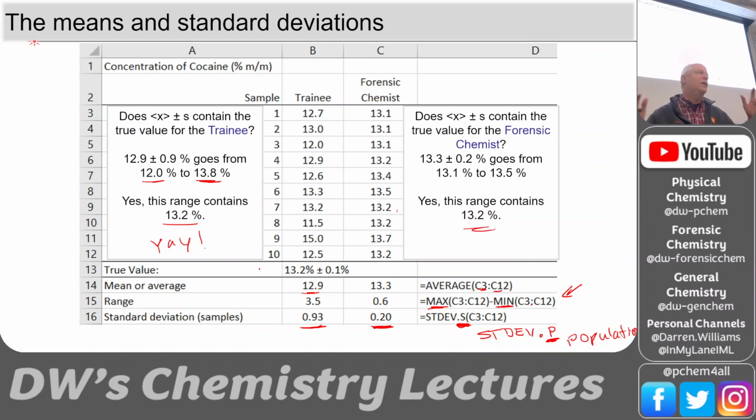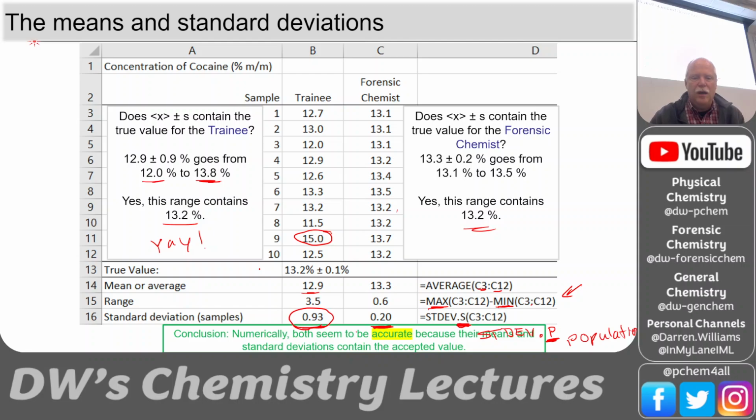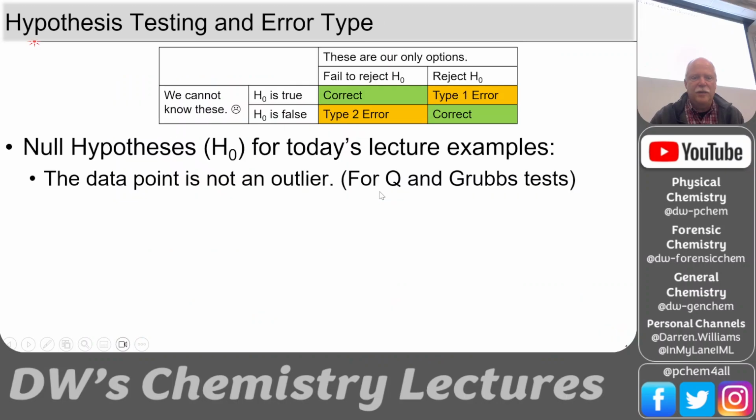So they're both, we would consider accurate, although I have a problem with this number right here. I'm curious about that one, that 15. They may have gotten lucky. All their data was low and they had one outlier, and that stretched out their error bars so that they captured the true value. Okay, so there's more to look at in this data exercise. They seem to be accurate because their means and standard deviations contain that accepted value.